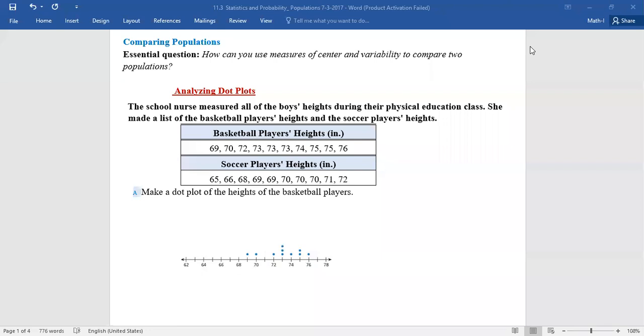You know how we can use dot plots? Okay, so if we have a set of data like a basketball player's height in inches, as you see here, we have a set of data, and we have the soccer players' heights. Also, we have a set of data. So the first part, we want to represent those sets of data in a dot plot. Do you have any problem with this part?